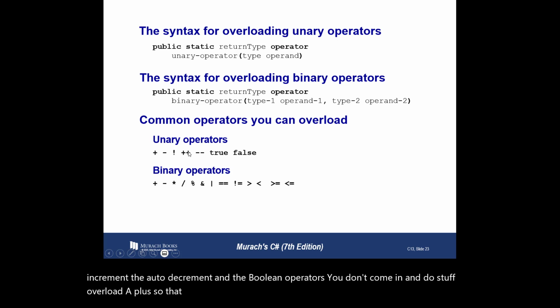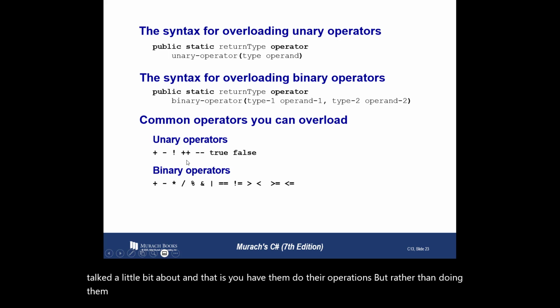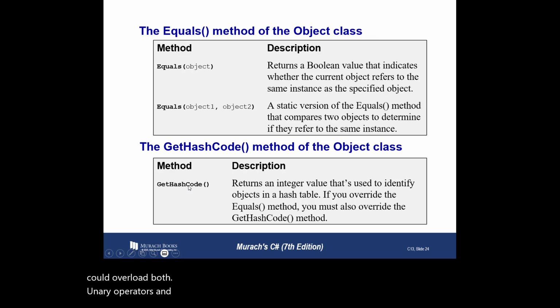But typically, you overload the way that we've already talked a little bit about. And that is, you have them do their operations, but rather than doing them on simple scalar variables, you have them do their operations on objects. So there you can overload both unary operators and binary operators. All right, so here are some examples.